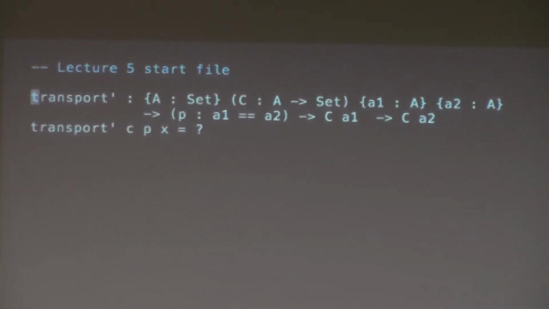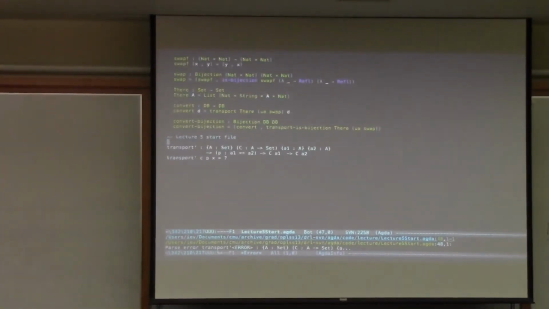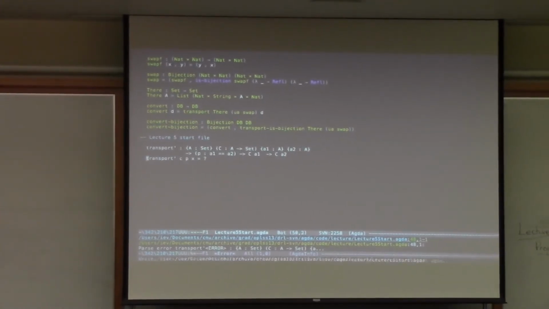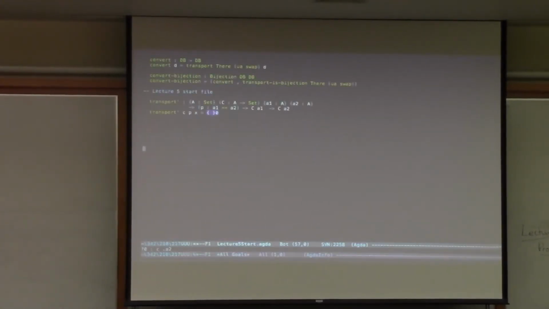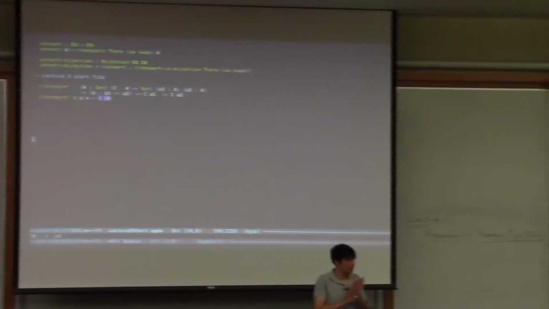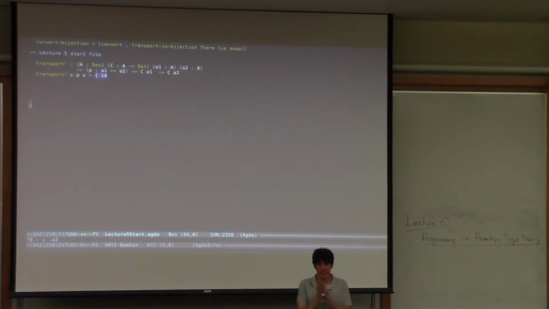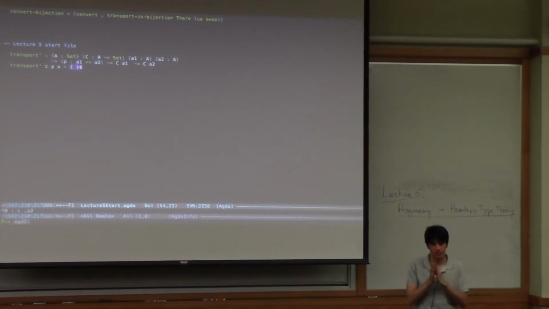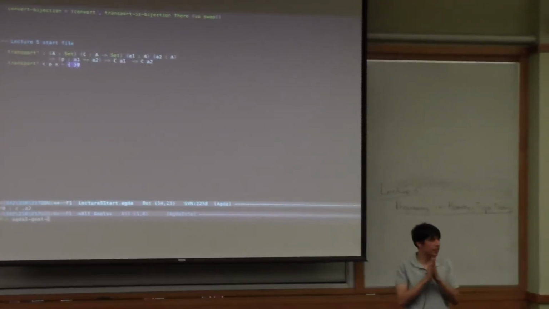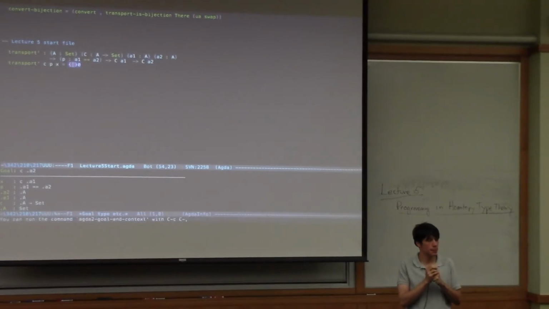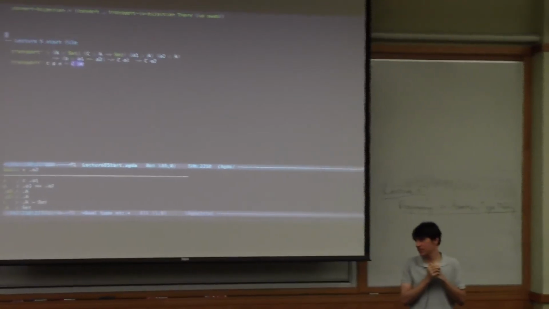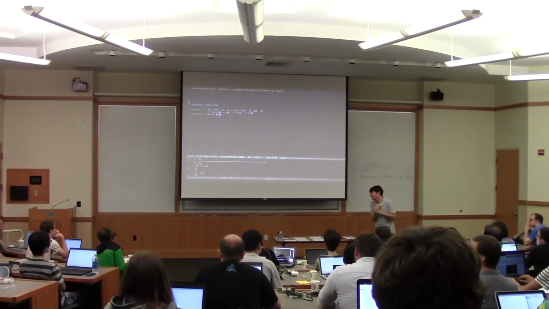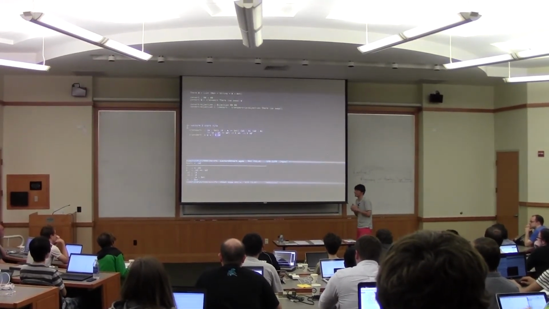OK, and if we didn't screw it up, we can load. Is this the top of the file? No. Oh, we're not indented properly. Yeah, sorry. OK, great. OK, so what is transport? Does it remind you of anything from Amal's lectures? Looks a little bit like. Yeah. Not quite, but OK, it does look like the elimination principle for equality.